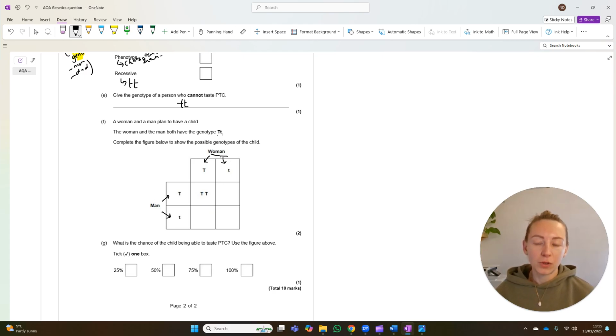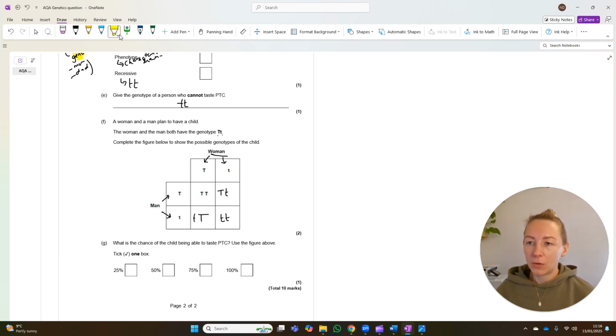So remembering that the woman is going to have one of these alleles in her egg, and the man will have one of these alleles in the sperm. So big T and big T could end up with a genotype big T, big T. Then here you've got big T, little t. Here again, you've got little t from the man, big T from the woman. And on this fourth one here, you've got little t from the man and little t from the woman.